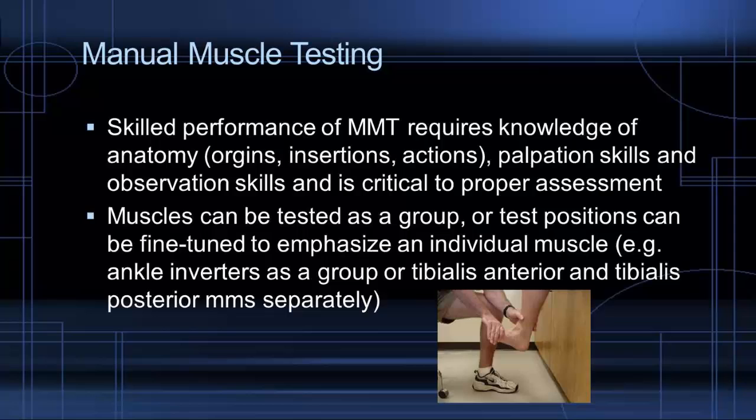So muscles can be tested as a group, or you can set up an individual test position to emphasize an individual muscle. For example, testing the ankle inverters as a group, or tibialis anterior and tibialis posterior muscles separately. So frequently you're testing ankle inverters as a group, you're testing a particular joint motion rather than testing an individual muscle, but there are times when you might want to test an individual muscle.